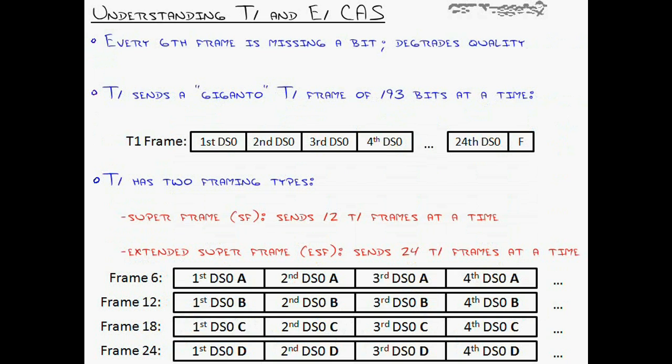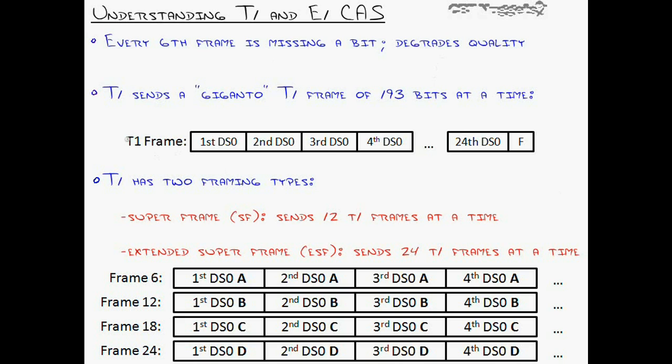Okay, now I think I jumped a little bit ahead of myself on that last slide, so let me just hit these high points again. Every 6th frame in T1 CAS is missing a bit, which is known as robbed bit signaling. That does degrade the quality, but not noticeably for the human ear. For data connections, though, it can be a consideration. T1 sends a giganto, that's the technical term, a giganto T1 frame of 193 bits at a time.